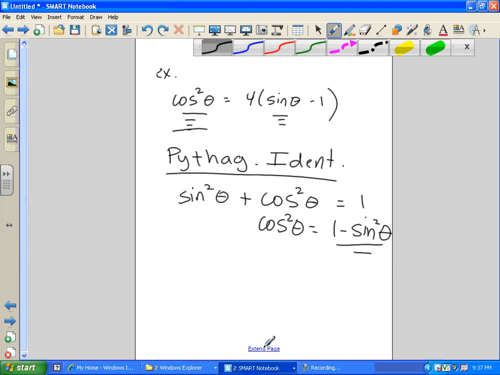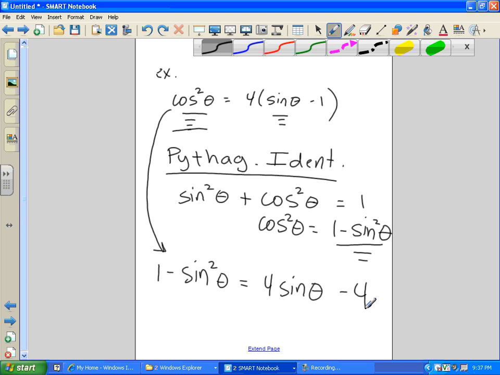Okay, so let's watch this happen. Instead of writing cosine squared right there, we're going to write 1 minus sine squared, because it's the same thing. So we have 1 minus sine squared theta equals, and I'm going to do what most of you think we should do on the right side, which is distribute and get rid of those parentheses. This will give me 4 sine theta minus 4. And now what we've got is what I wanted in the beginning: an equation that only has sines, and not sines and cosines.